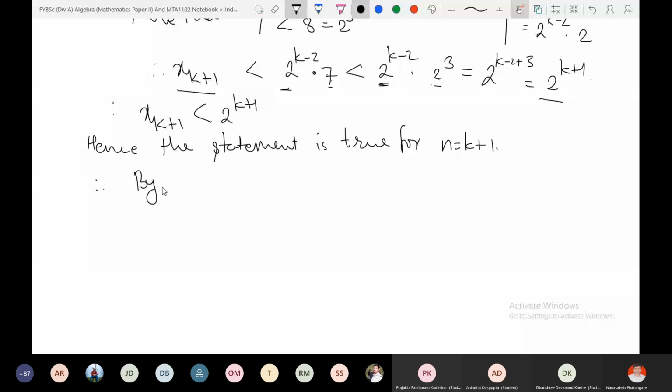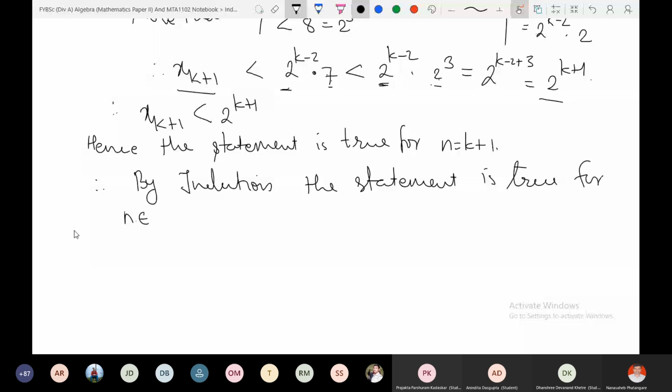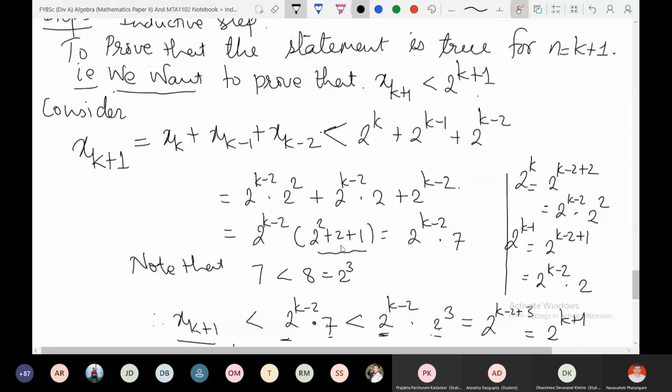the statement is true for each natural number. That is, xn is less than 2 raised to n for all natural numbers. That is what we wanted to prove. Now we can believe that this is true for all natural numbers because of induction. So in this way, we are able to prove this because we used strong induction.